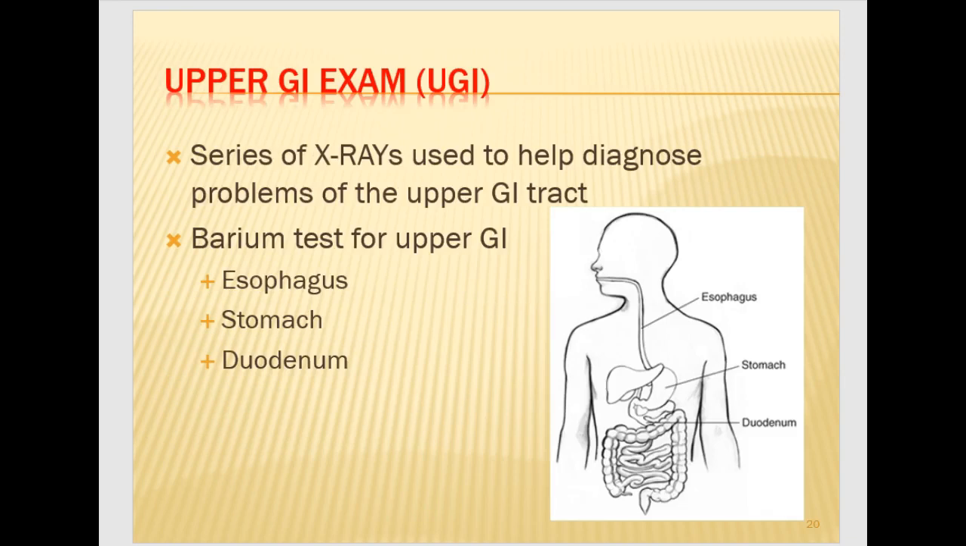Now let's look at some upper GI exams. Now, there is a series of x-rays used to help diagnose problems of the GI tract. So this is our GI tract, right? And we have a little picture over here. The barium test can be for upper GI, which is what? Your stomach, your esophagus, and your duodenum, upper stomach.